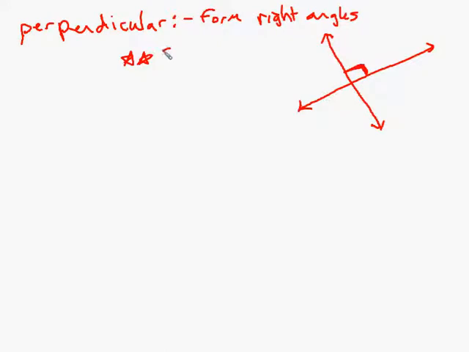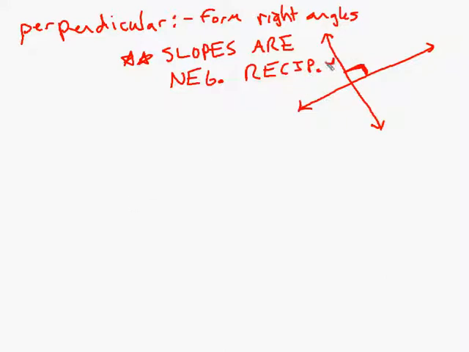The slopes of perpendicular lines are, this is going to be confusing terminology, but I'll explain it. The slopes are negative reciprocals. So first we need to know what a reciprocal is. A reciprocal of a fraction is when we flip it. So if I have 3/4, the reciprocal of 3/4 is 4/3. I flipped the fraction.